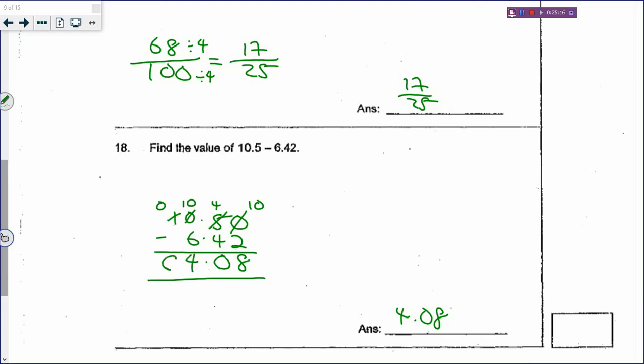Alright, and numbers don't start with 0. Okay, numbers don't start with 0. For decimal, yes, it can start with a 0. But in this answer, it cannot start with a 0 because there's a whole number already. Right, so once there's a whole number, your whole numbers cannot start with 0. So answer will be 4.08.